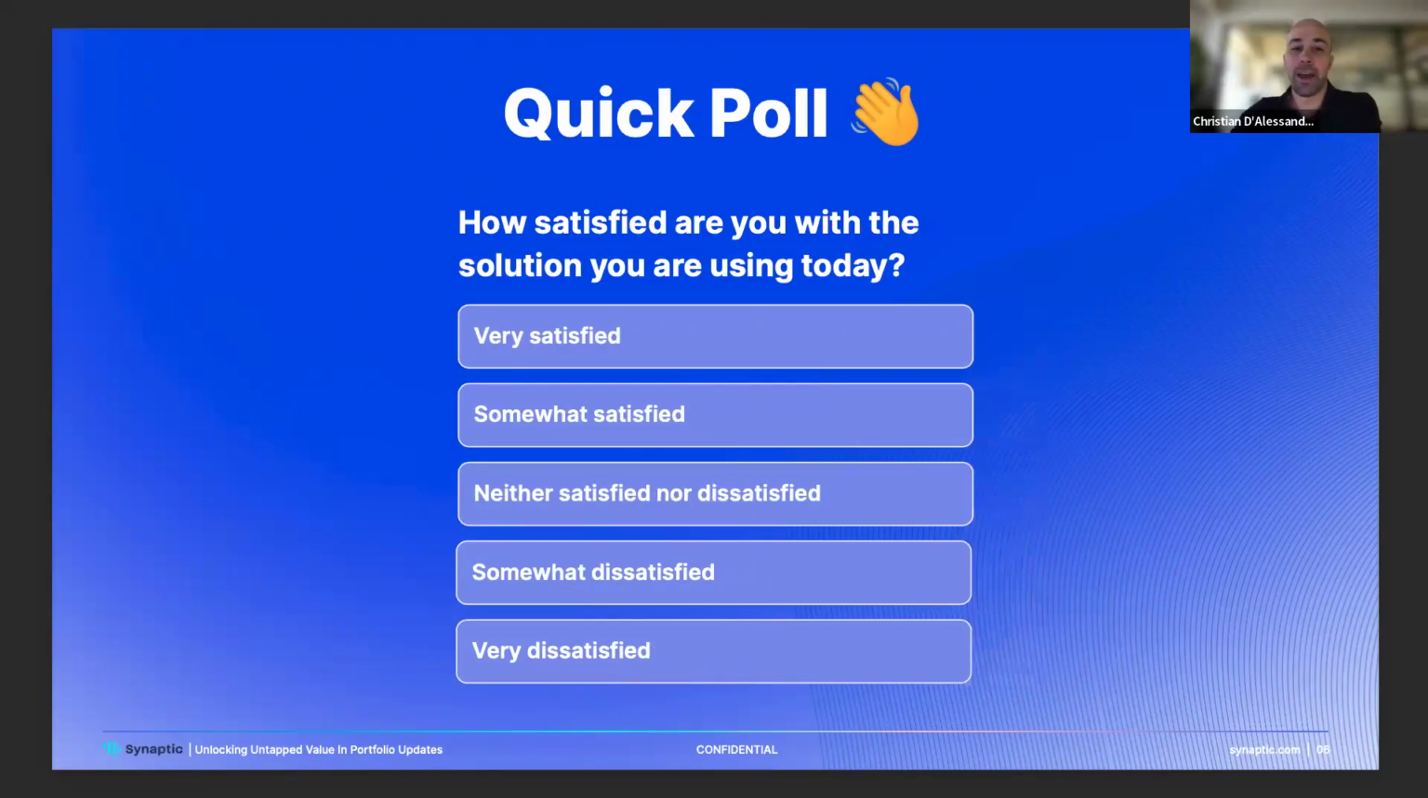And then finally, second question here, just the last poll to close this out is, how satisfied are you with the solution you are using today? Really curious what folks have. We certainly have a bias of what we think people will say, but we want to gauge the audience here, and make sure you only choose one. You can't choose multiple here, obviously.